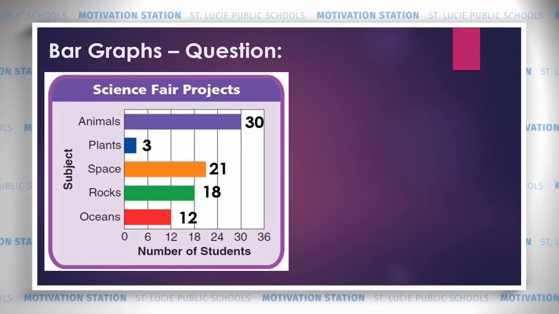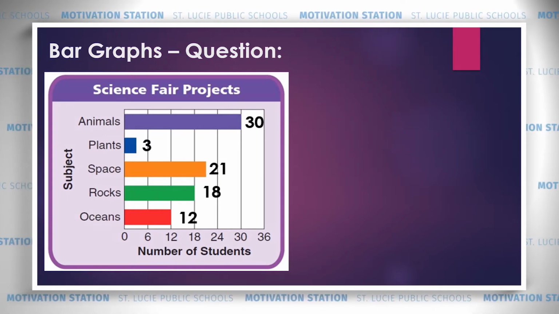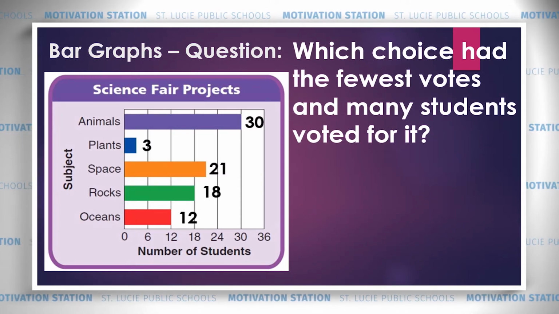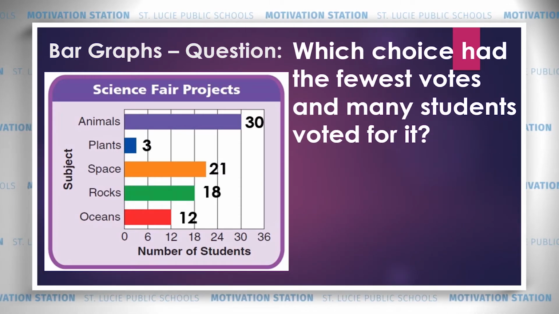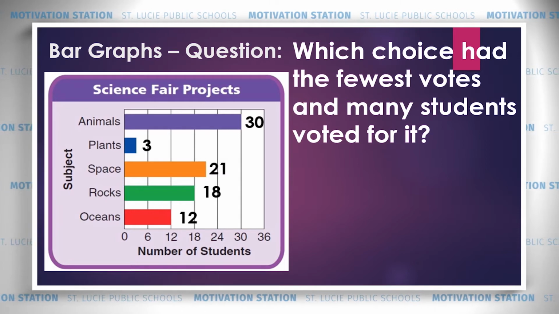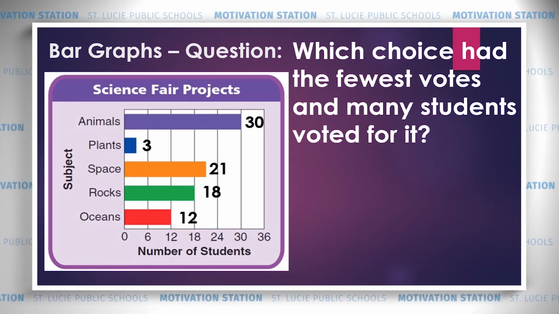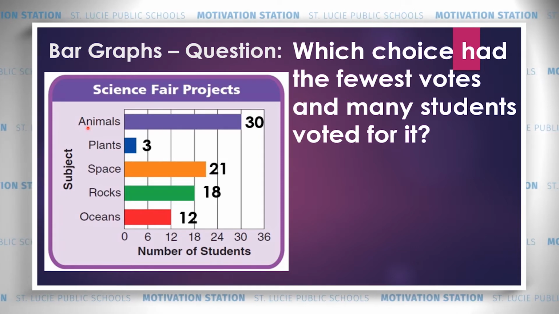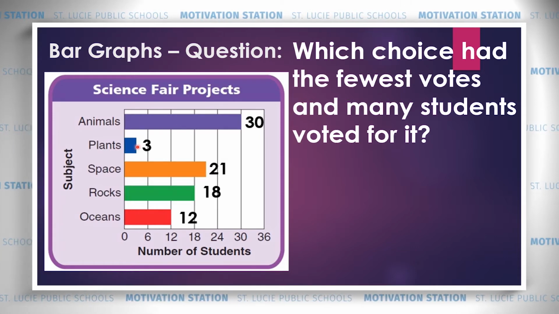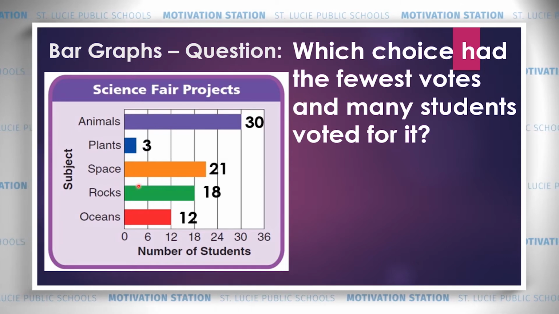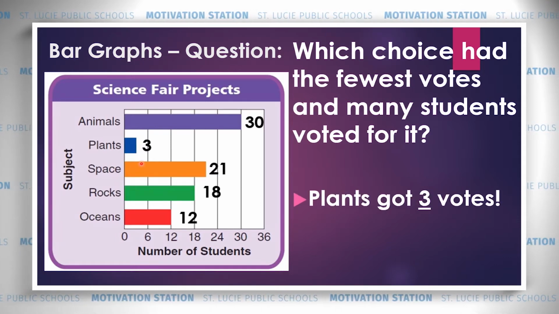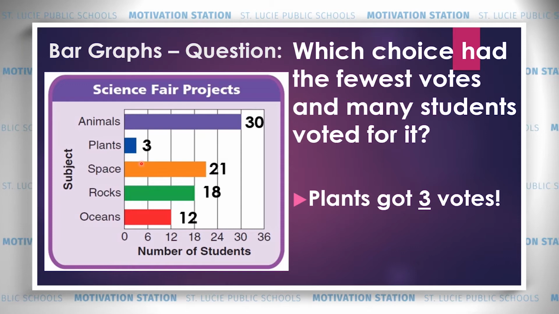So using that same bar graph, Science Fair Projects, we're going to answer this question. Which choice had the fewest votes, and how many students voted for it? Well, we can see that animals has the most votes and plants only has 3, and that has the least number of votes. So plants it is because plants got 3 votes.